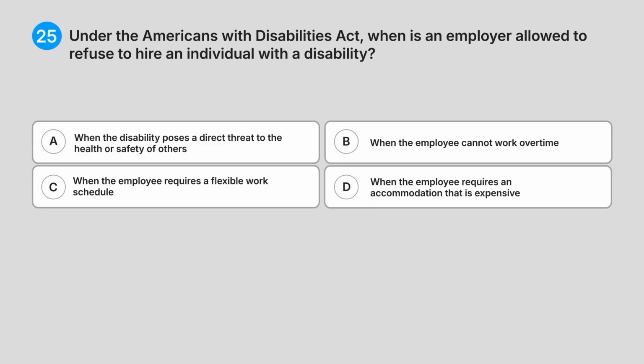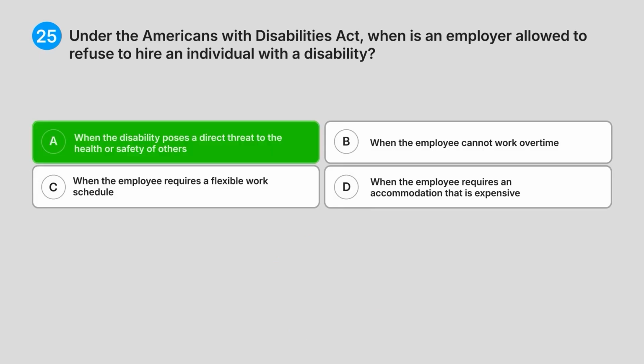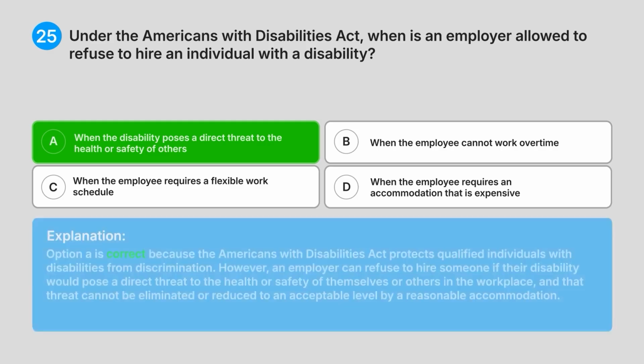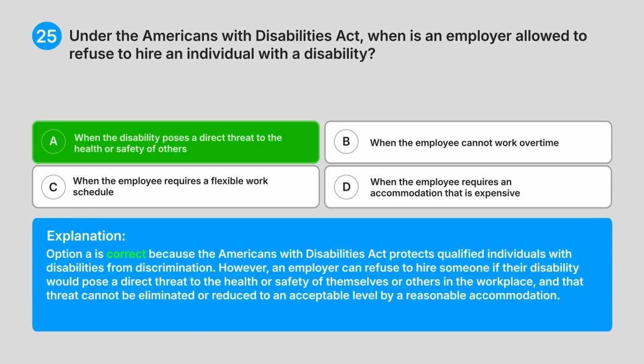Correct answer. A. When the disability poses a direct threat to the health or safety of others. Explanation. Option A is correct because the Americans with Disabilities Act protects qualified individuals with disabilities from discrimination. However, an employer can refuse to hire someone if their disability would pose a direct threat to the health or safety of themselves or others in the workplace, and that threat cannot be eliminated or reduced to an acceptable level by a reasonable accommodation.